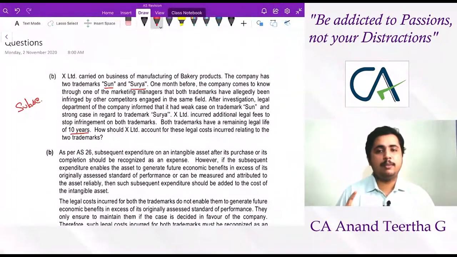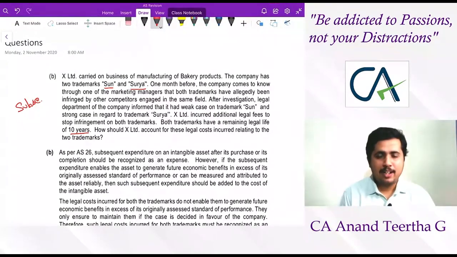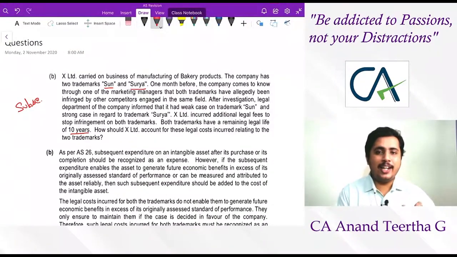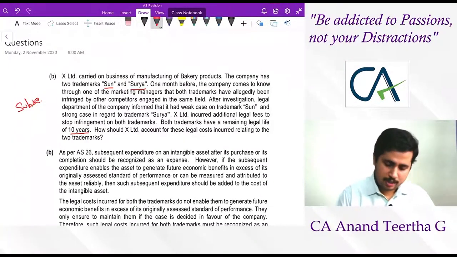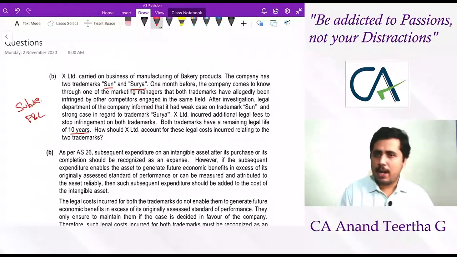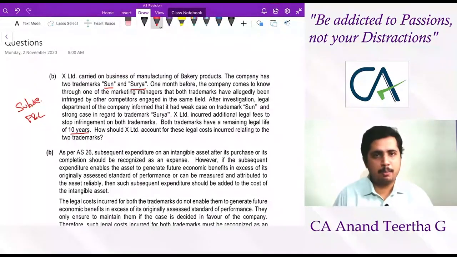Now remember, subsequent cost capitalization, what are the rules? The rules are future economic benefit. It should give you additional benefit compared to before, and cost should be reliably measured. Here, costs are reliably measured, but because of these legal costs, will you get any enhanced future economic benefit? No. These costs are incurred to maintain the originality. Therefore, this is P&L. You can't capitalize this. It is not giving you an enhanced future economic benefit.